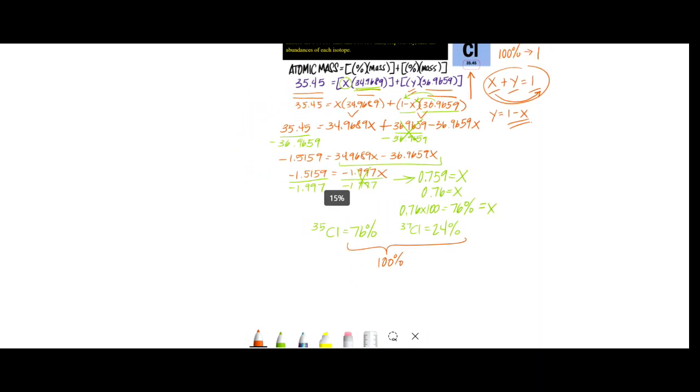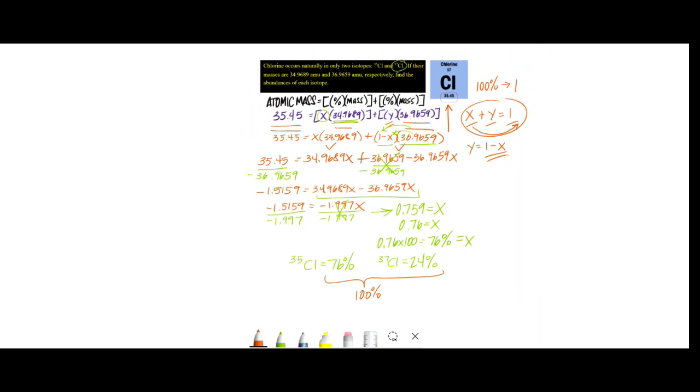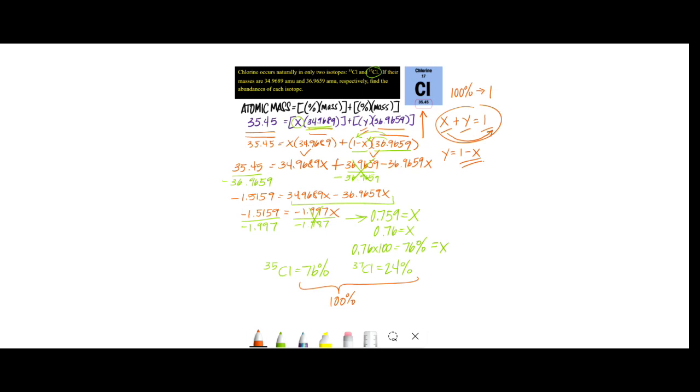Okay, now remember, this is only going to work if this is a question dealing with an element that has two isotopes. You're not going to see questions where there's 3 isotopes or 5 or 7, because then we wouldn't be able to simplify the variables into just the x and 1 minus x relationship. So this is only going to come up when there are 2 isotopes, and this is how you do the problem.